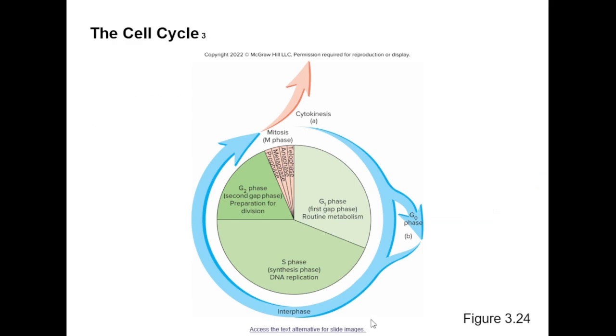Now, again, we have your G1, where there is normal or routine metabolism, followed by your S phase or DNA replication, which happens in the nucleus. And then G2, which is a preparation for division. Interphase is a much longer phase compared to your mitosis.